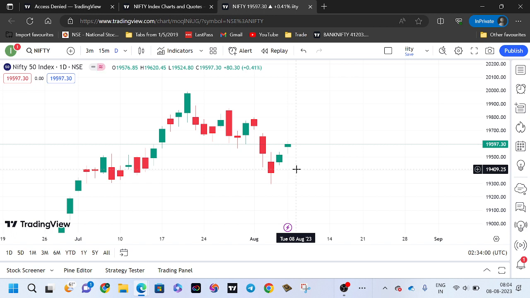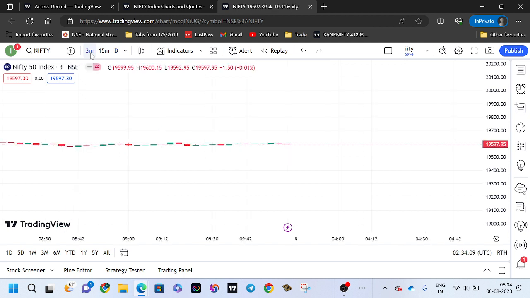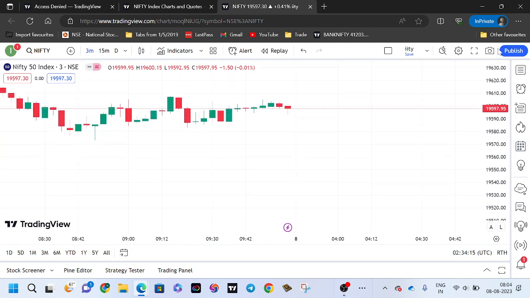We are going to use it for intraday purpose. For intraday purpose, don't keep the daily time frame. Keep up to 3 minutes time frame. Any time frame, 1 minute, 3 minutes, 5 minutes and 10 minutes, whichever you want, that you can take. Up to 15 minutes time frame that you can keep.